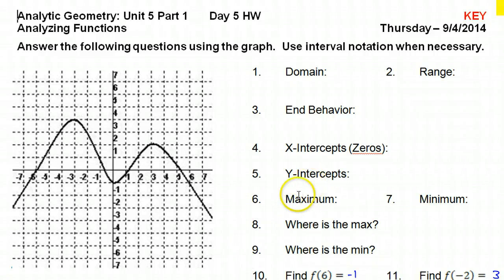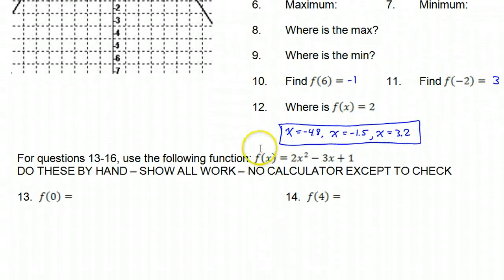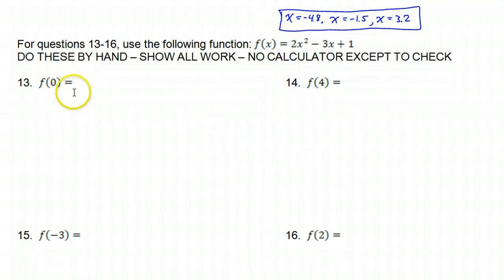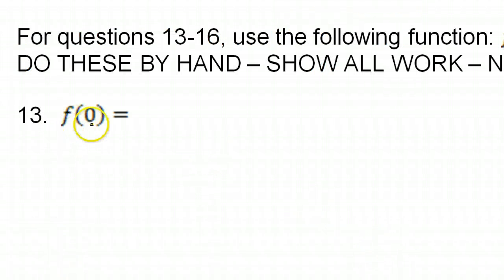So for number 13, when it says f of 0, that means take 0 and substitute it into function f. So function f is 2x squared minus 3x plus 1. So I'm going to set it up like this. Instead of 2x squared, I'm going to put parentheses squared. Okay? Instead of minus 3x, I'm going to put minus 3 parentheses and then plus 1.